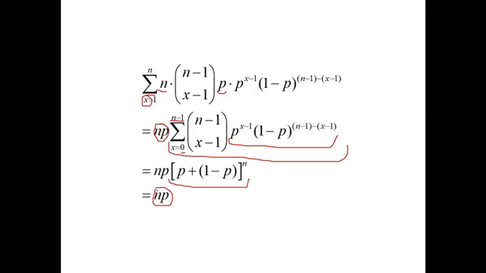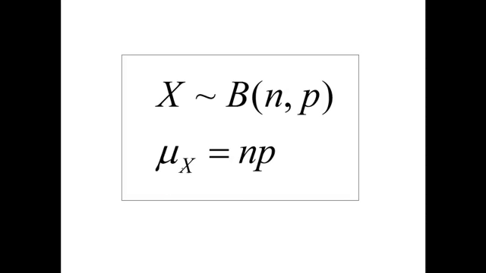So we've done a whole lot of work, a whole lot of algebra. Maybe a lot of it hasn't made sense to you. That would probably be about where you should be. But at the end of it, we've got that if X is a binomial random variable with n trials and a probability of p of success, then its mean is n times p.